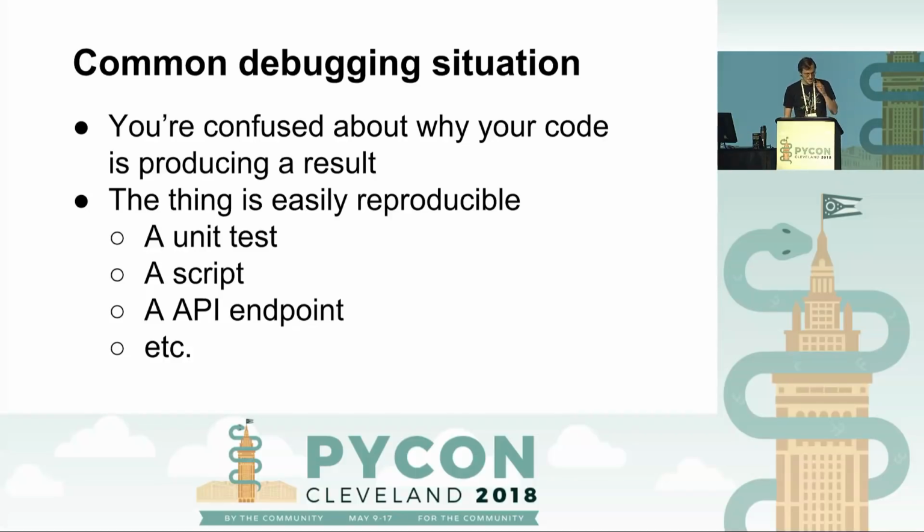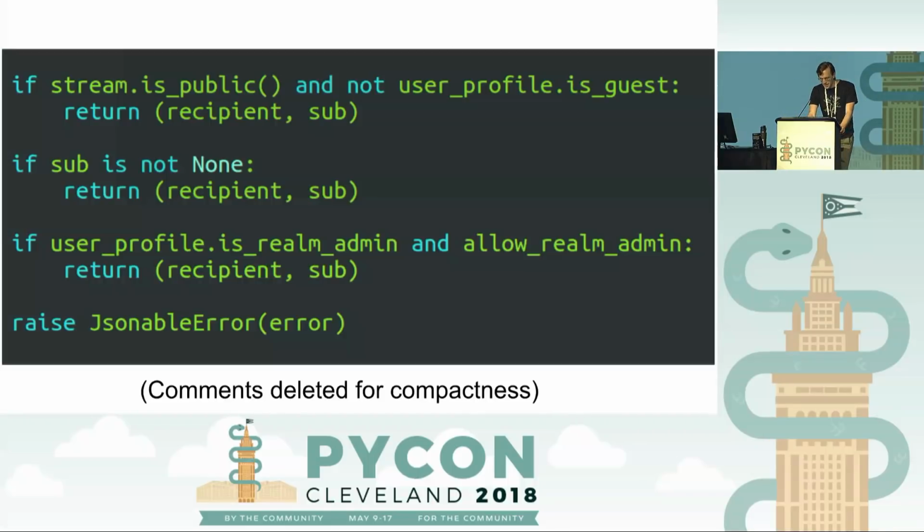Cool. So, a common debugging situation that I'm sure all of you have experienced is that you've got some code and it's producing a confusing result. And the thing's reproducible, maybe it's a unit test, maybe it's a script you're running, maybe it's an API endpoint. Here's an example of that type of code where this would be likely to come up. You've got 3 different reasons why something might return the same value, and that value is wrong. You actually wanted the last case, for example.